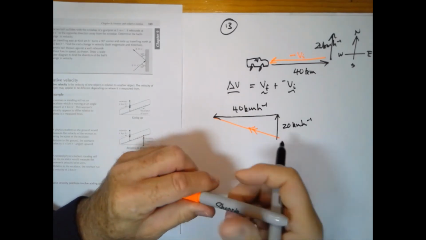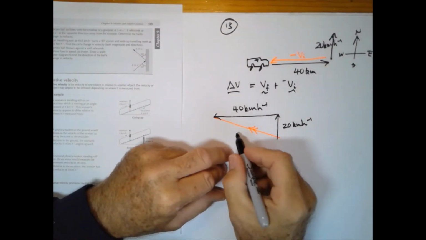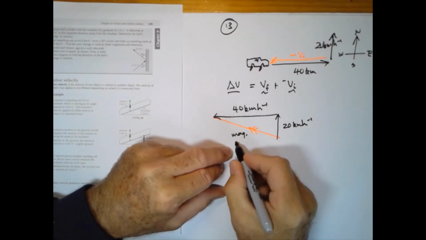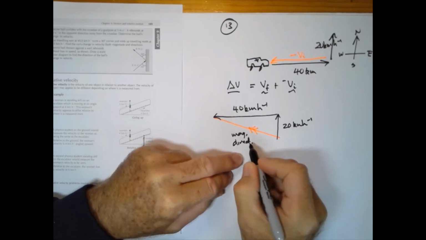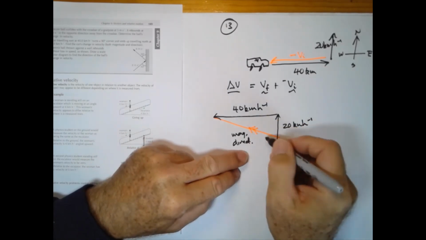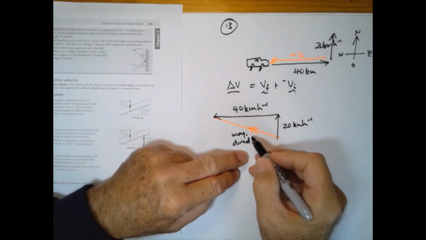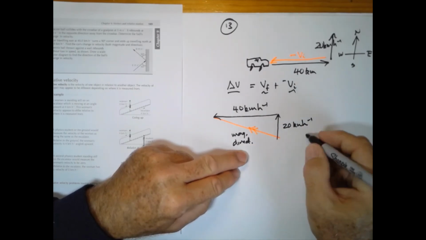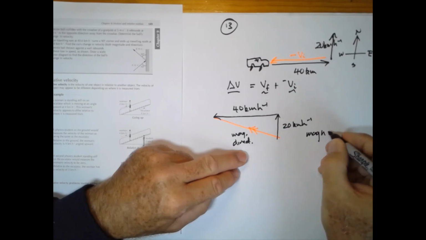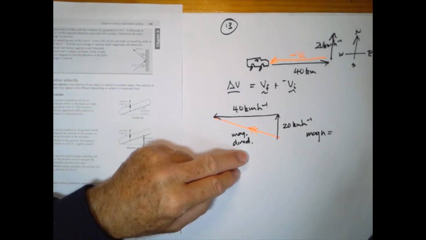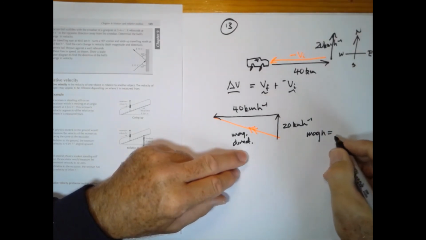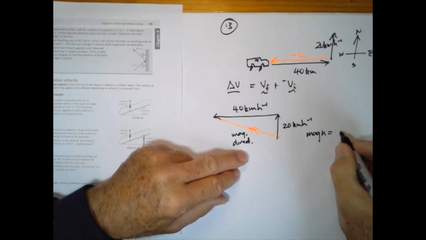And we need to calculate the magnitude and direction of this vector. Again, using Pythagoras, a squared plus b squared equals c squared. We can see the magnitude is equal to 44.7 kilometers per hour.